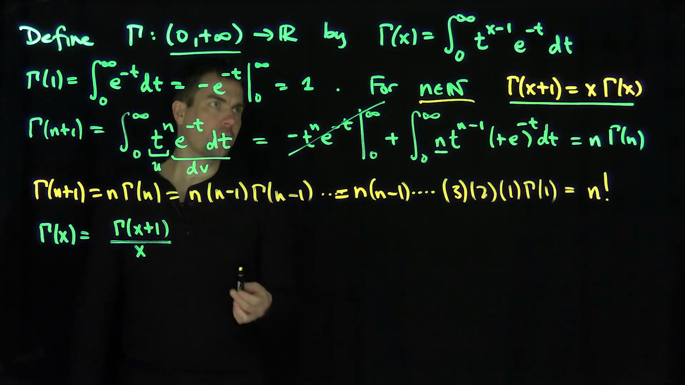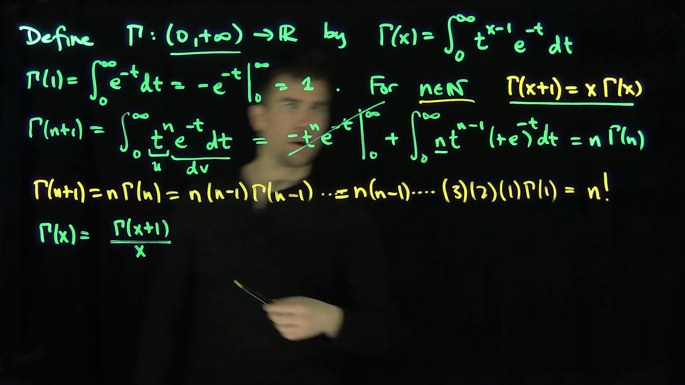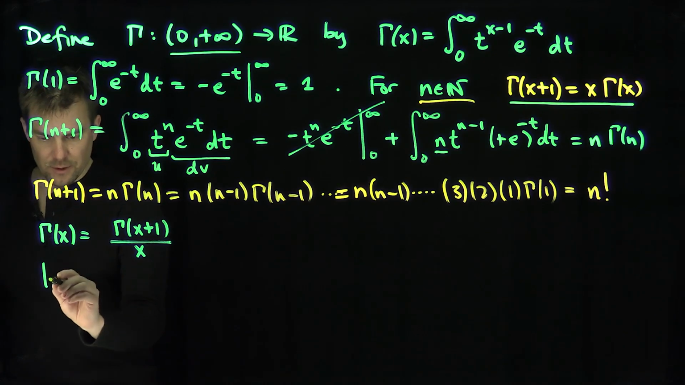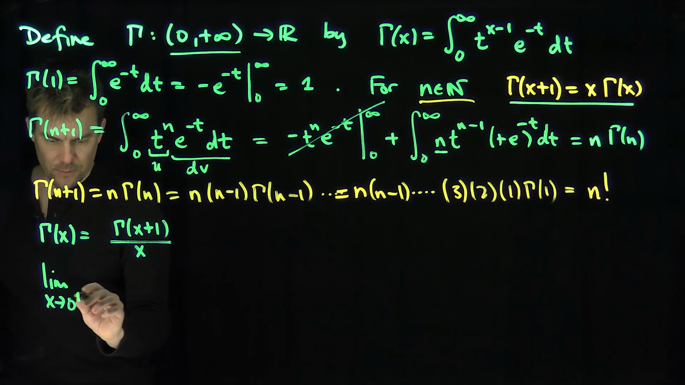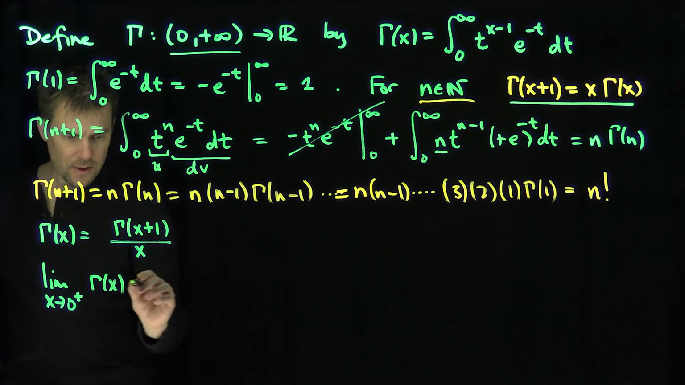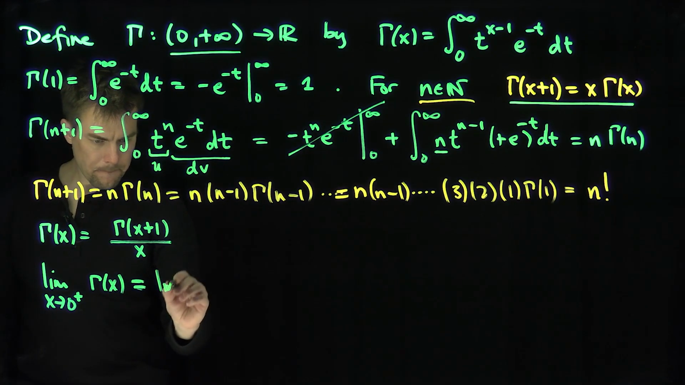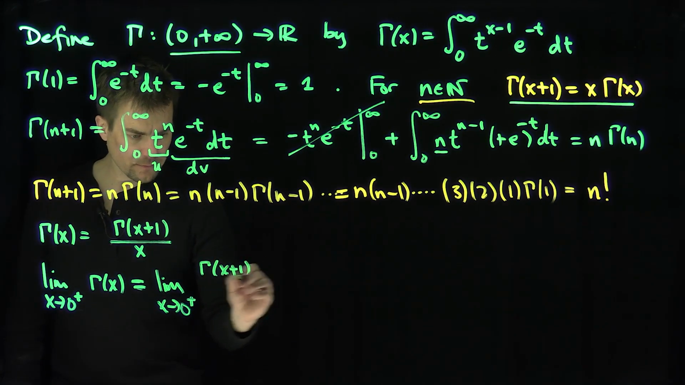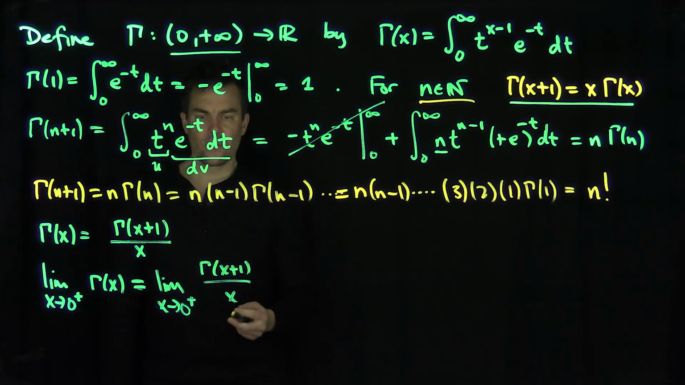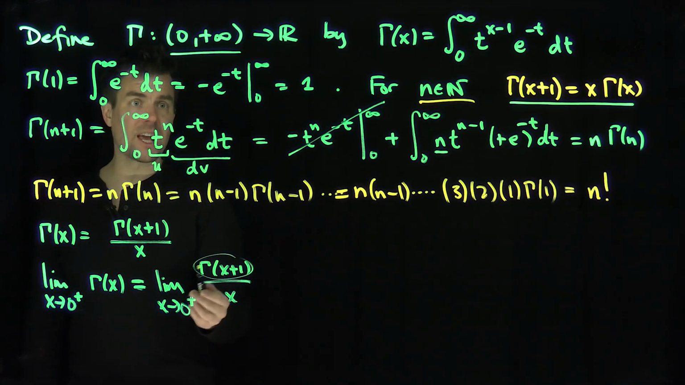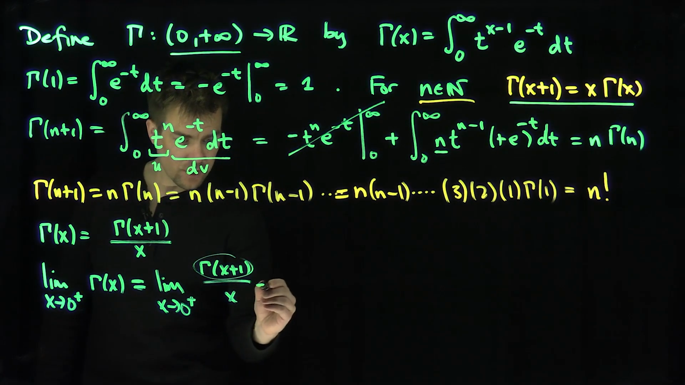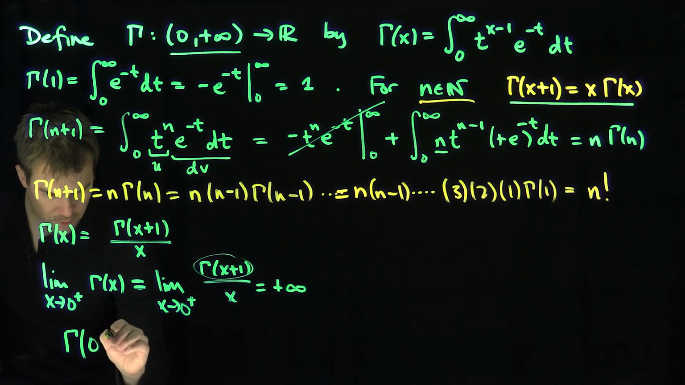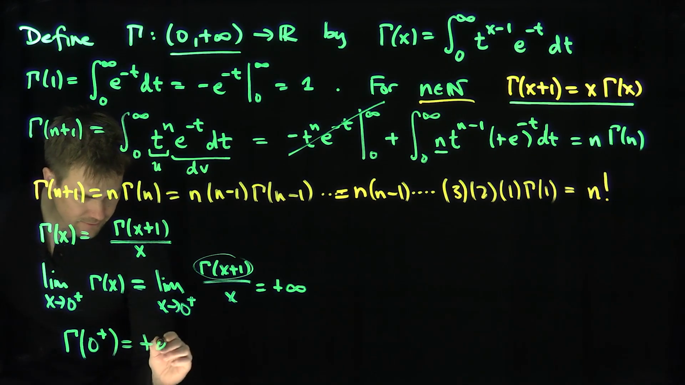We can note that this clearly is a continuous function of x for x greater than 0, just by passing the limit into the integral. But what this tells me is that the limit as x approaches 0 from the right of gamma of x is the limit as x approaches 0 from the right of gamma of x plus 1 over x. The numerator is approaching gamma of 1, which is 1, and the denominator is approaching 0, so this is approaching positive infinity. So we can write symbolically that gamma of 0 plus, that limit, is positive infinity. So it's going to diverge.